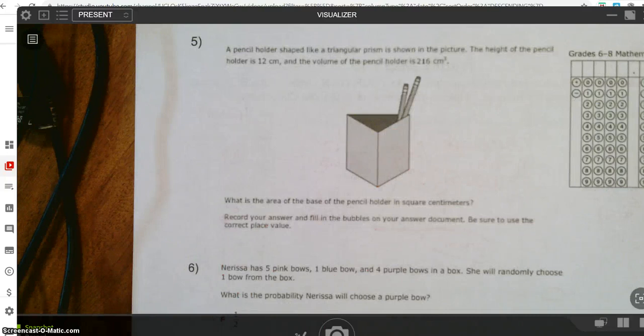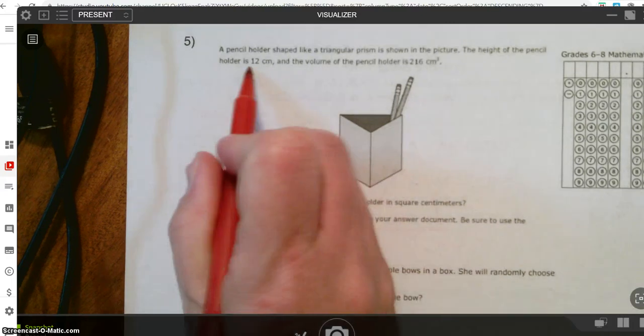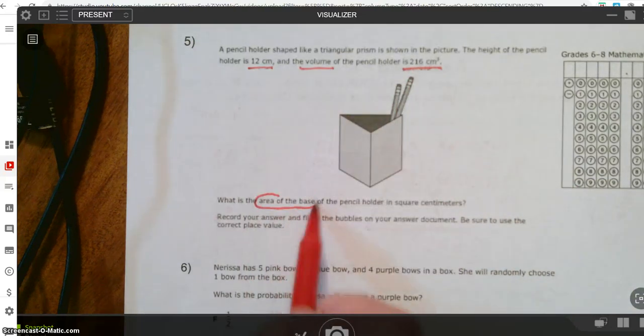So number 5 says a pencil holder shaped like a triangular prism is shown in the picture. The height of the pencil holder is 12 centimeters. And the volume is 216 centimeters. What is the area of the base?